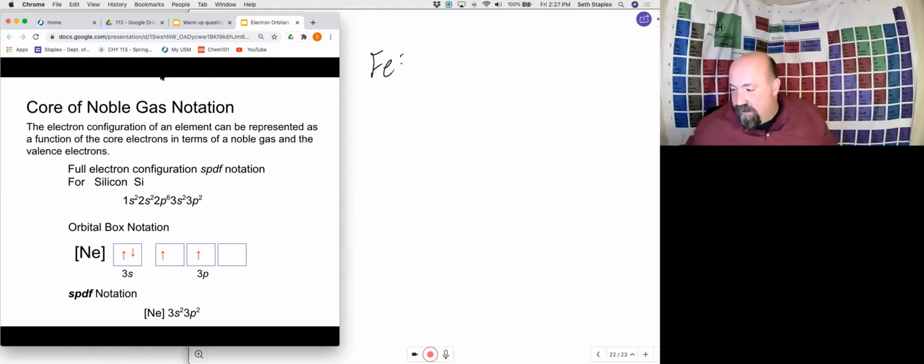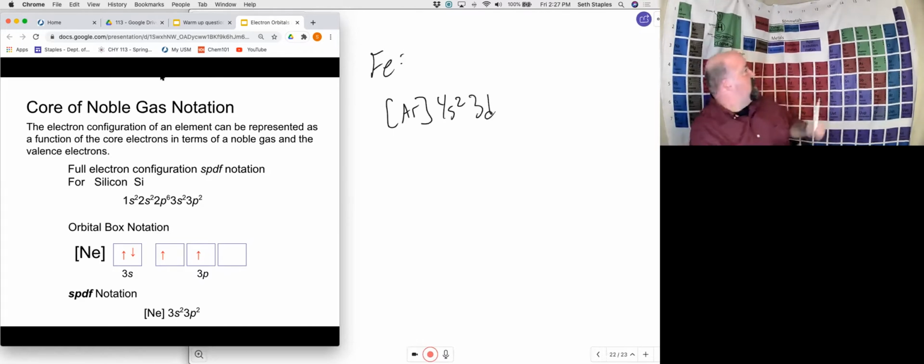And so we can write argon in brackets. And then after argon, we would do 4s2, the rest of the configuration, then 3d, 1, 2, 3, 4, 5, 6 to get to iron. So that would be our noble gas shortcut for iron.